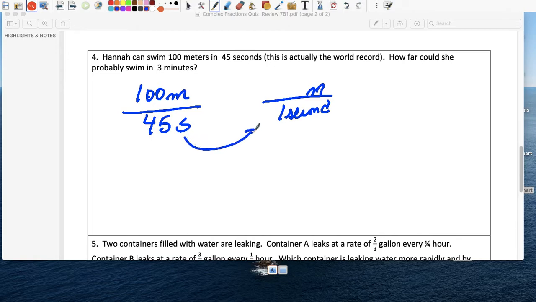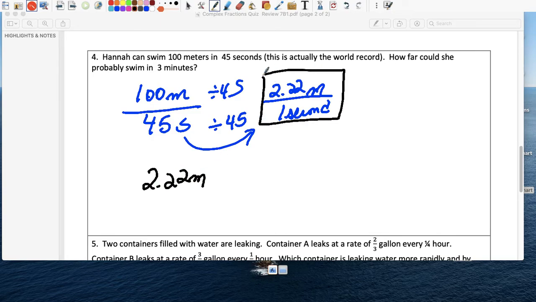Well, divide by 45. Divide by 45. And we're going to get 100 divided by 45. Okay, so let's use, I guess, 2.22, or let's just use 2.22 rounded. Okay? I won't give you a problem like this tomorrow. So 2.22 meters is her unit rate in 1 second.